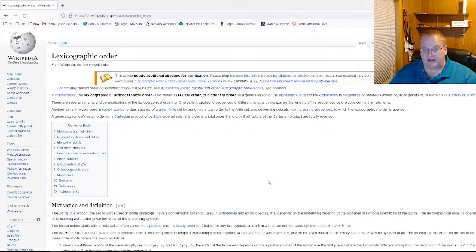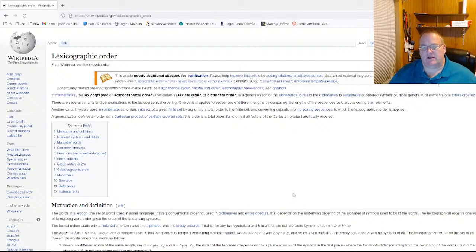But it's more than that, because I'll talk about the dictionaries of sequences of order of symbols, or more generally of elements of a totally ordered set. So, alphabetically is great, as long as the only thing we have is letters.